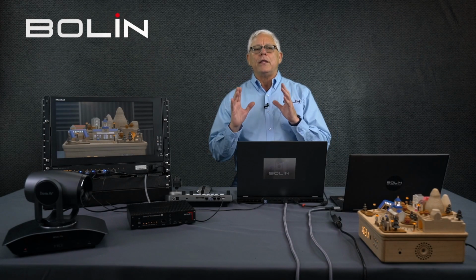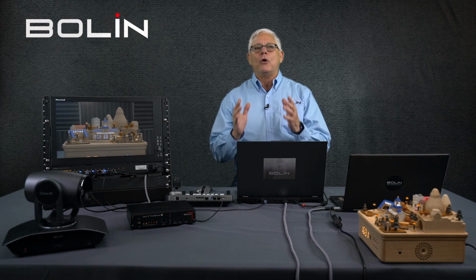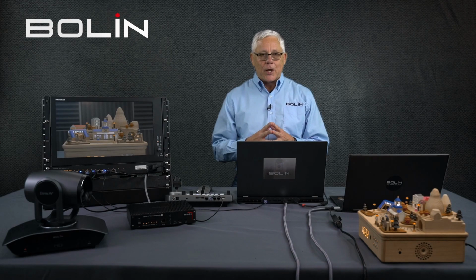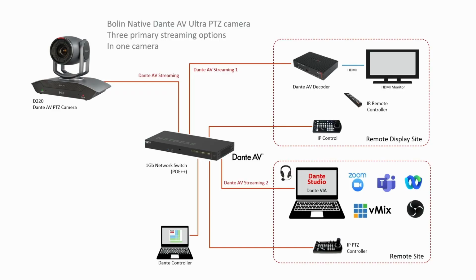When you want to use AV over IP and you need high quality video with low latency and perfectly timed audio, then Dante AV Ultra is your solution. And when a majority of that video comes from cameras, then our Dante AV Ultra native cameras are the best choice. I've got a diagram for you today of these two primary use cases. Let's take a look. What you see here are the hardware and the software primary uses for our Dante AV Ultra native camera. Let's look at the hardware first.